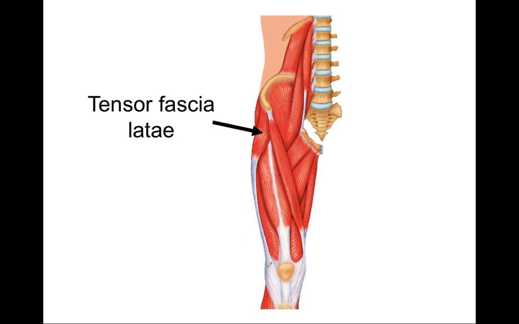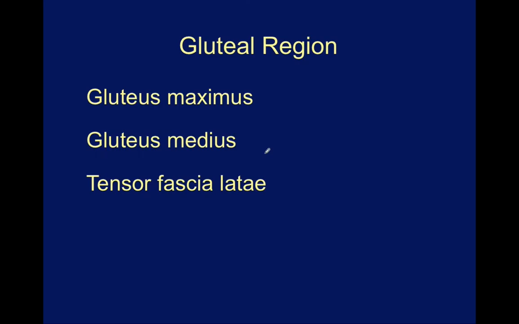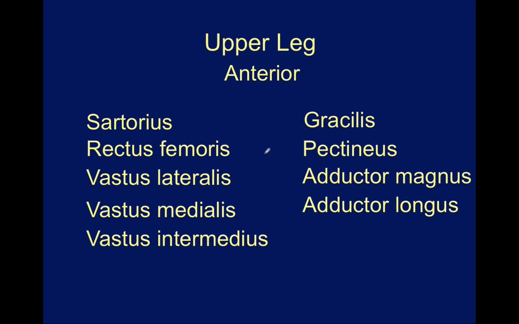One corny little way to remember the tensor fasciae latae is that this is the perfect location to rest your latte when your arm gets tired. Hopefully that little trick helps you to remember this one. Just as with the muscles of the upper arm, the muscles of the gluteal region are fairly straightforward as well.